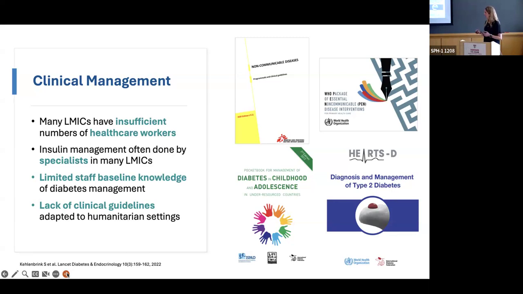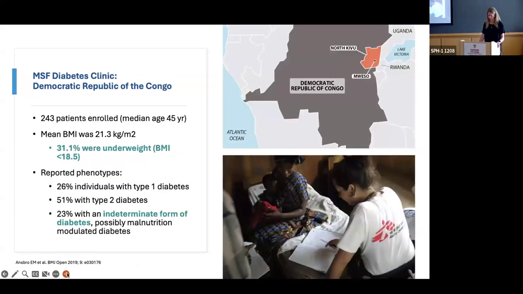And there are no clinical guidelines. Doctors Without Borders created a guideline of their own, but a lot of organizations will use the WHO PEN guidelines, which are good, but they're not necessarily adapted to these settings. They need some adjustment, and they haven't been looked at or validated. So that's been another challenge, and different organizations are using different guidelines.